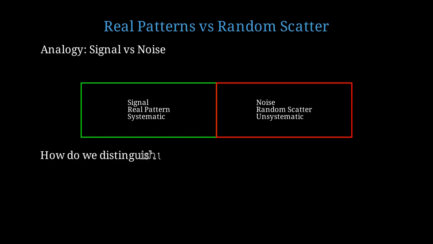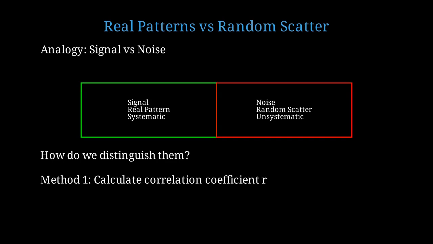So how do we distinguish between signal and noise? How do we know if a pattern is real or just random chance? Method 1 is to calculate the correlation coefficient R. This quantifies the strength of a linear relationship.